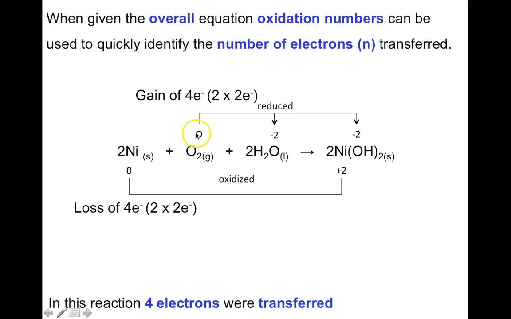However, these 2 oxygen atoms over here were reduced. They went from 0 to minus 2. One oxygen atom goes from 0 to minus 2, and the second oxygen atom goes from 0 to minus 2. That means there was a change of 4, so there was a gain of 4 electrons in this case. The oxygen's oxidation number was reduced, so that indicates a gain of electrons. 2 oxygen atoms each changed their oxidation number by 2, so what we determine is that 4 electrons have been transferred.